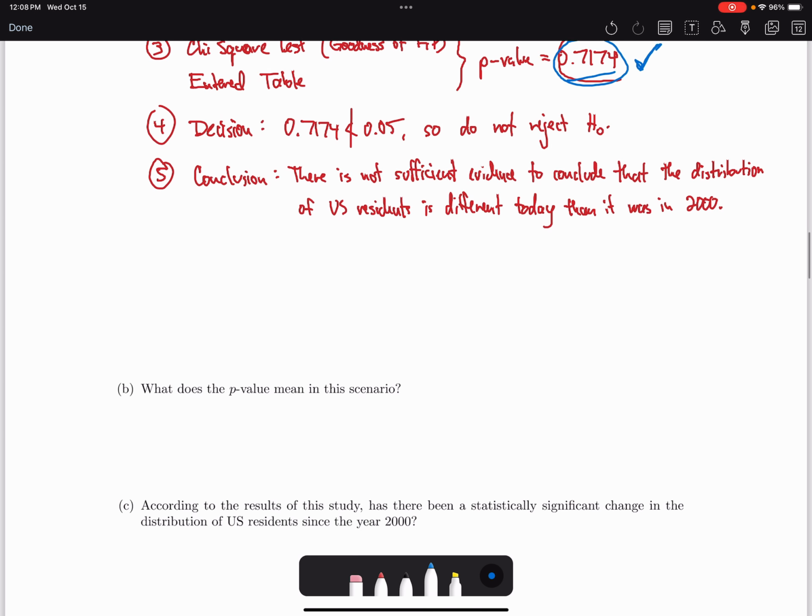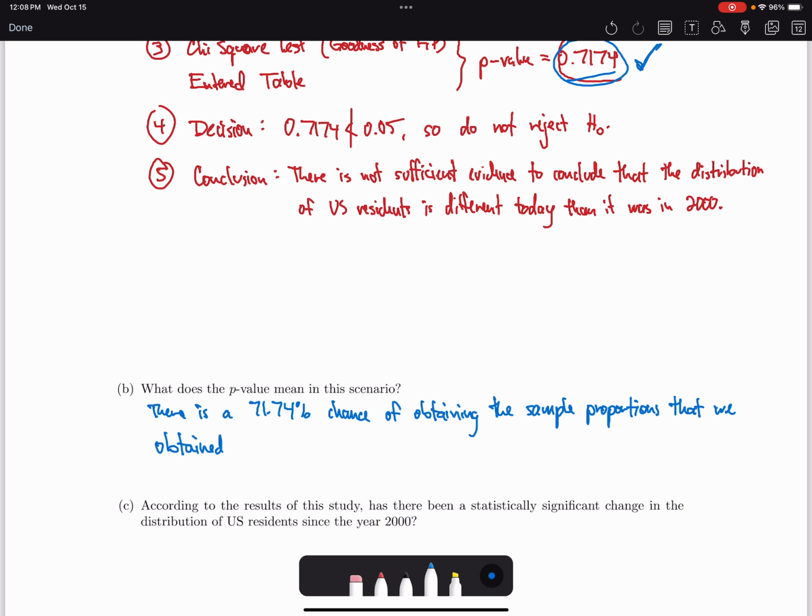Okay. It means there is a 71.74% chance of obtaining the sample proportions that we obtained if the null hypothesis were true.